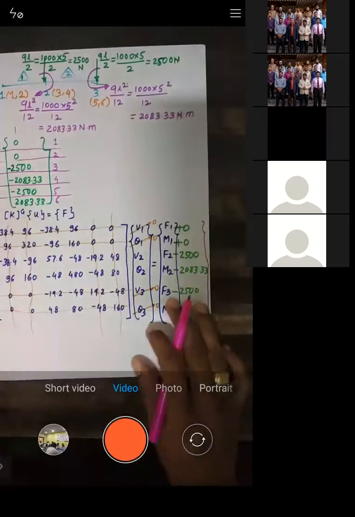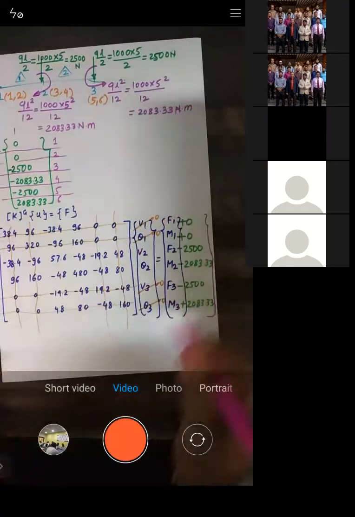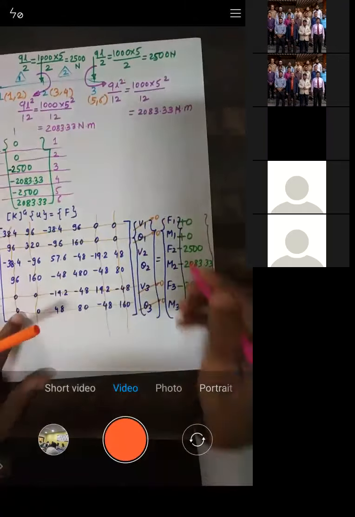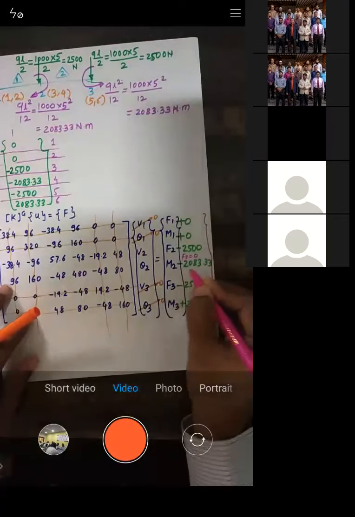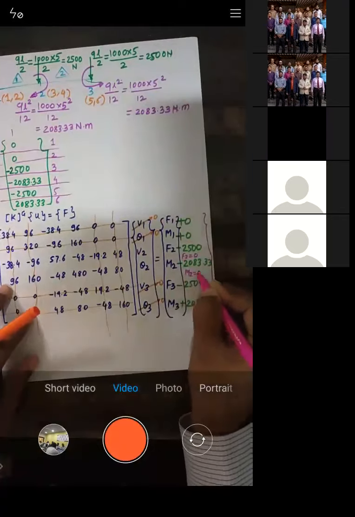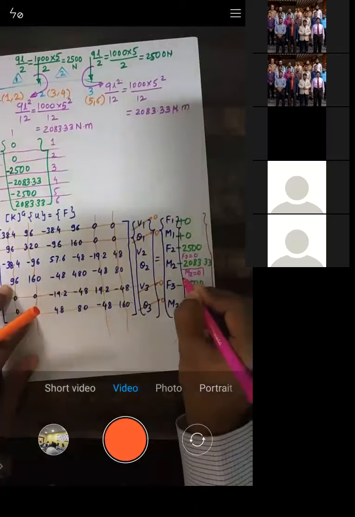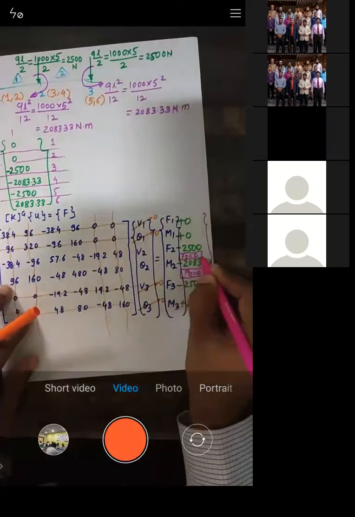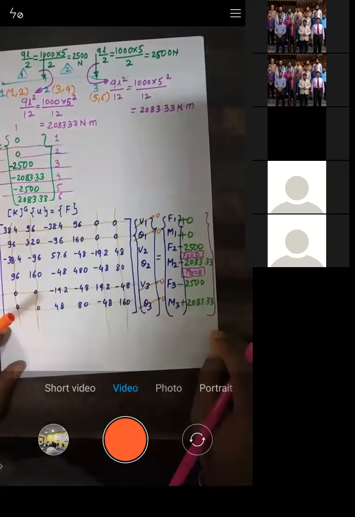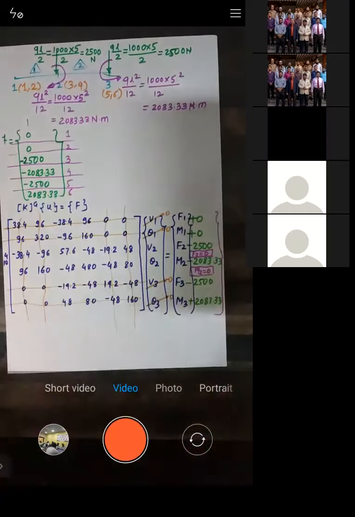So what I'll do, I'll just make this F2 equal to 0. Here only I will mention it. F2 is equal to 0, as well as M2 is also equal to 0. F2 and M2 are equal to 0. So let us solve this equation now.